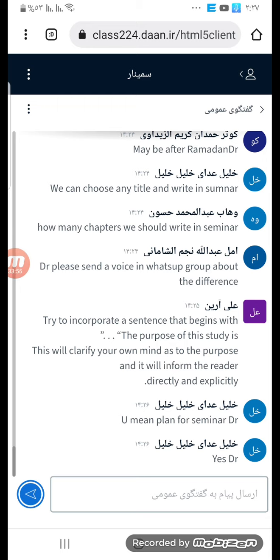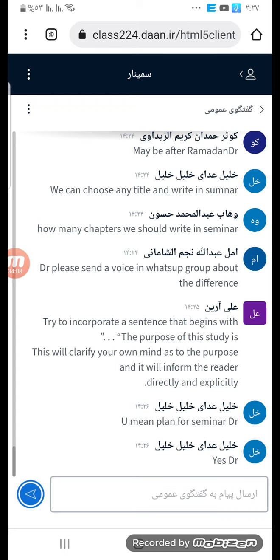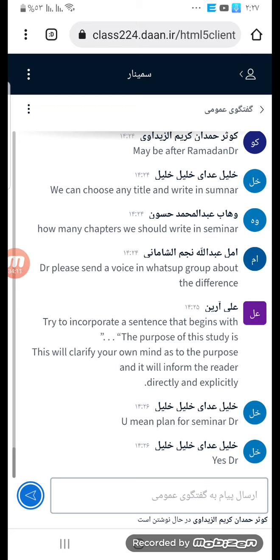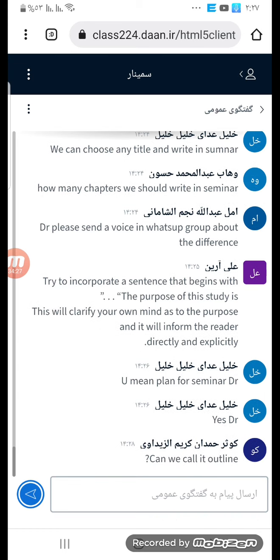Proposal means the framework of your thesis, the base of your thesis. You know? Suppose that you are going to make a house. To make a house, you need the base of the house. Okay, it is the first key point for writing the purpose of the study, as I mentioned.